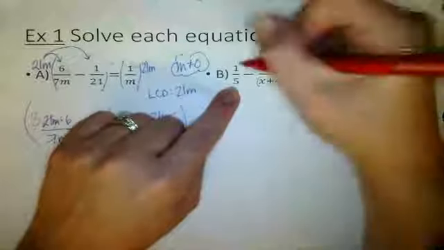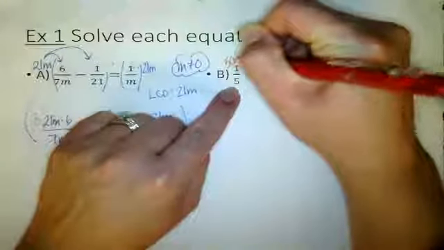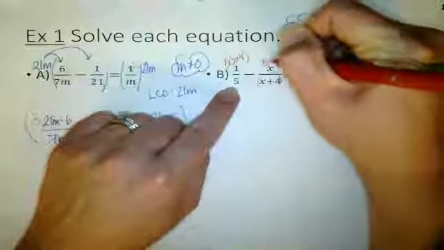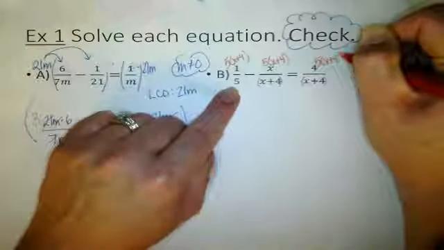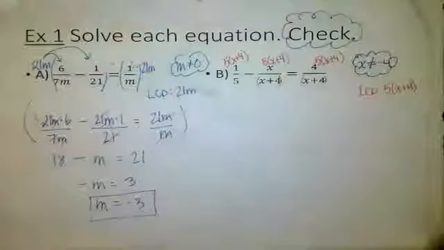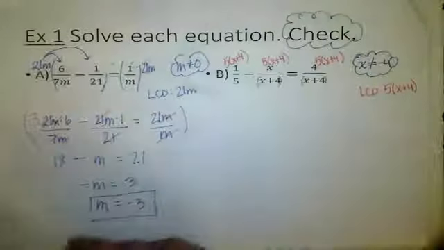And so I'm going to multiply each term by the LCD, 5 quantity x plus 4, 5 quantity x plus 4, and 5 quantity x plus 4. So I'm really just smushing it on there. It's mathematically improper, but more realistic.